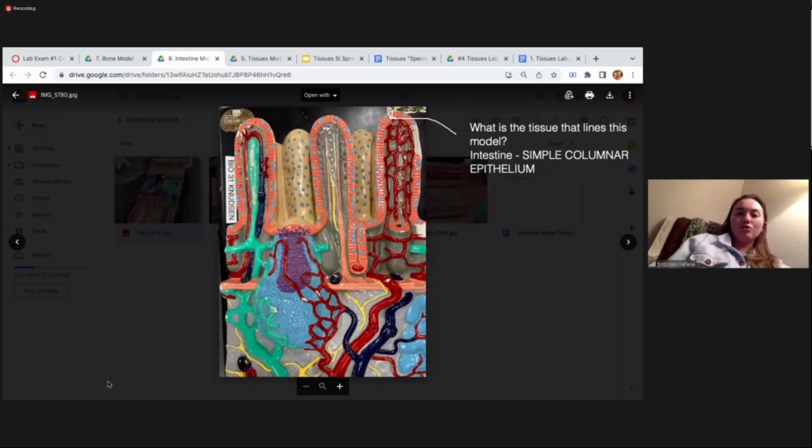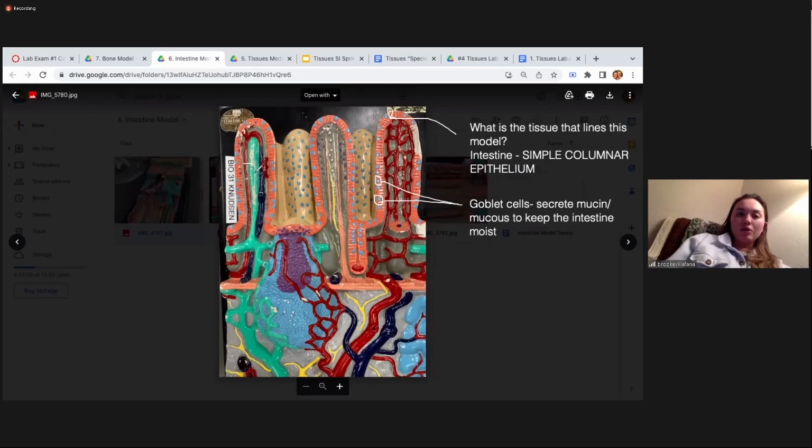Remember our different structures we already labeled on the microscope. What were our little circular structures called? Goblet cells, right? Goblet cells were our little circles. So goblet cells, once again, we need to label them on this model. They secrete mucin or mucus to keep the intestine moist. You need to know that function for the lab exam on the model and on the microscope for the picture.